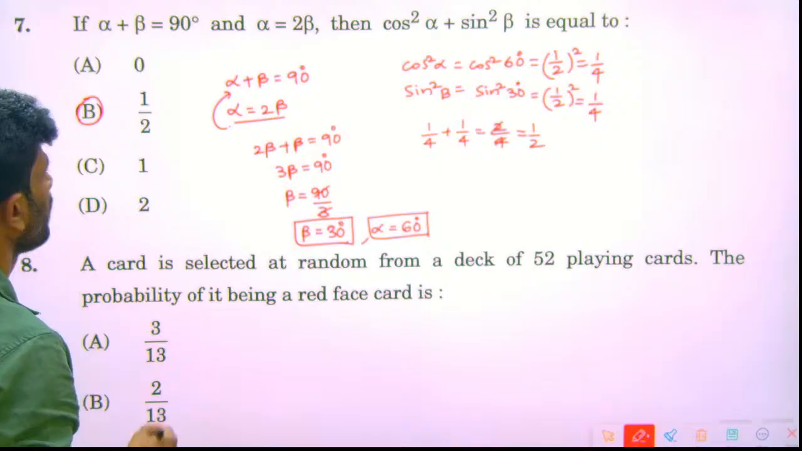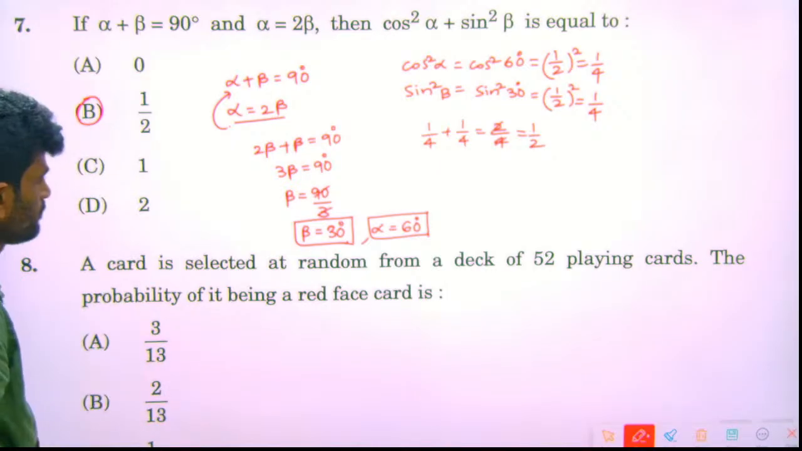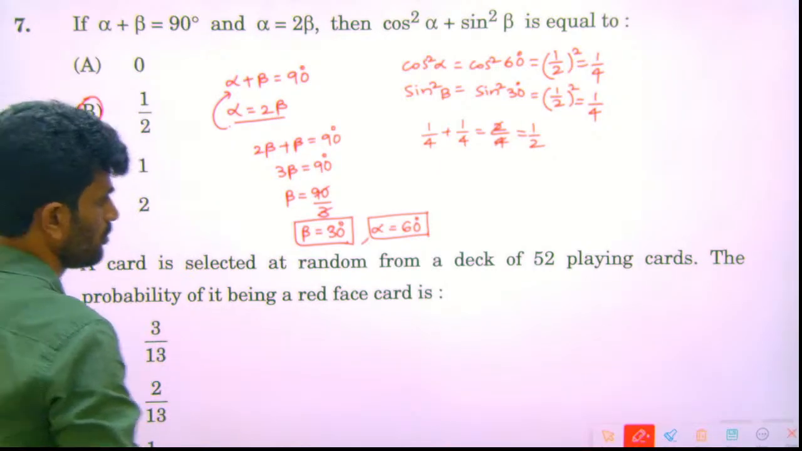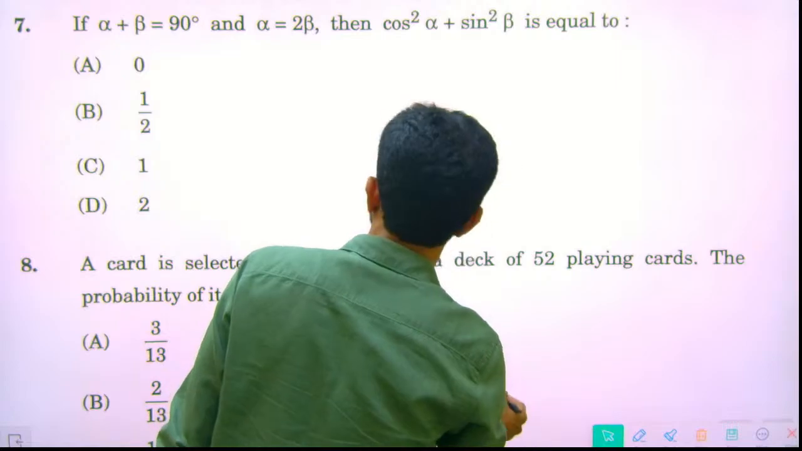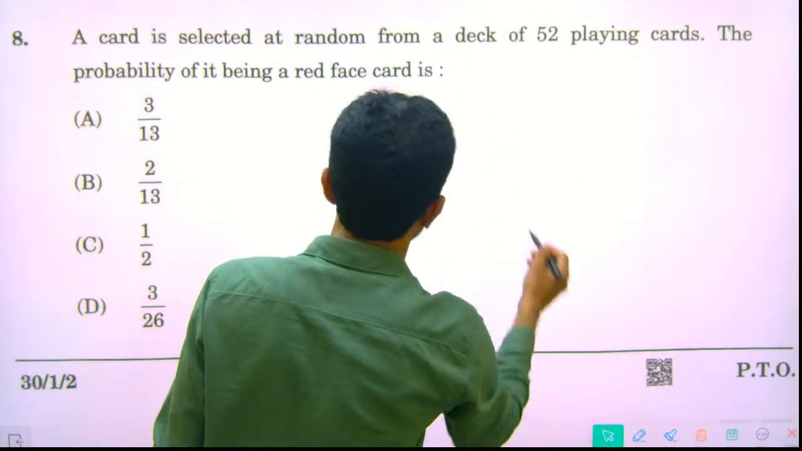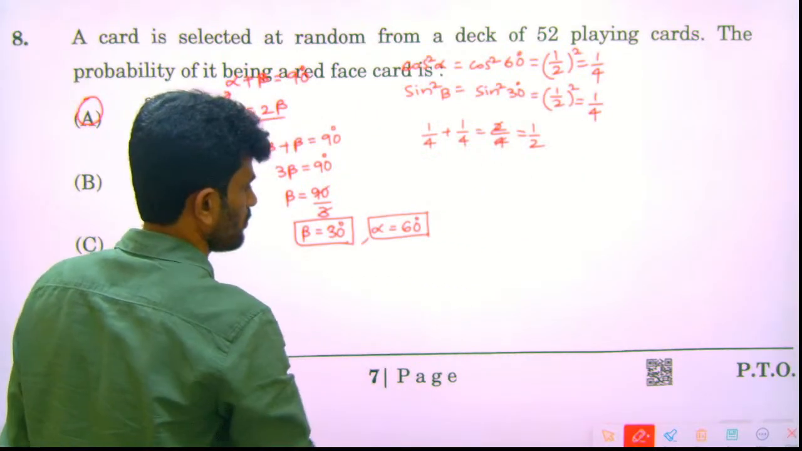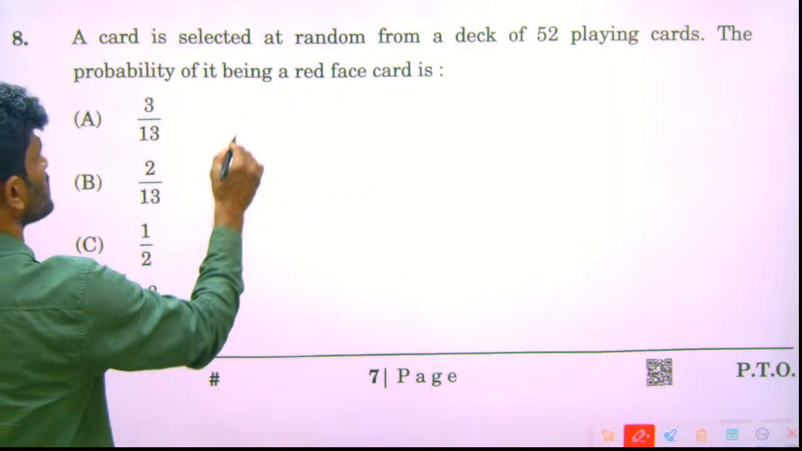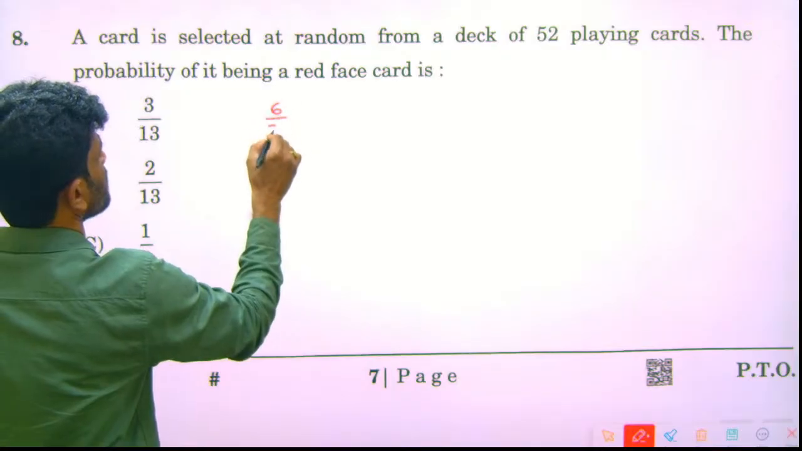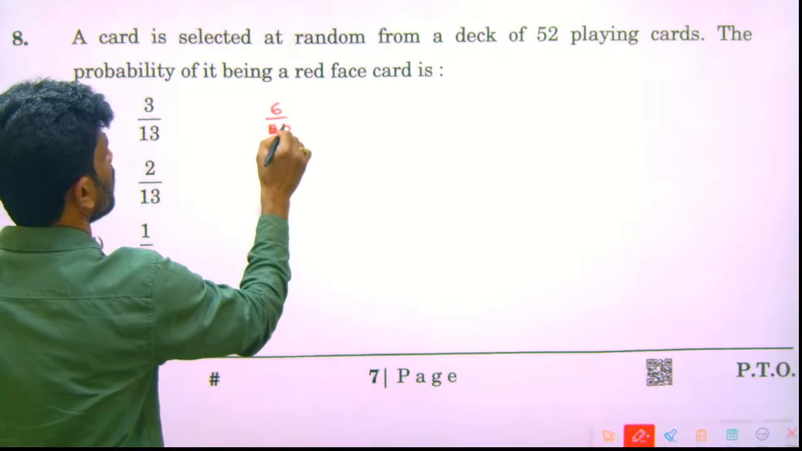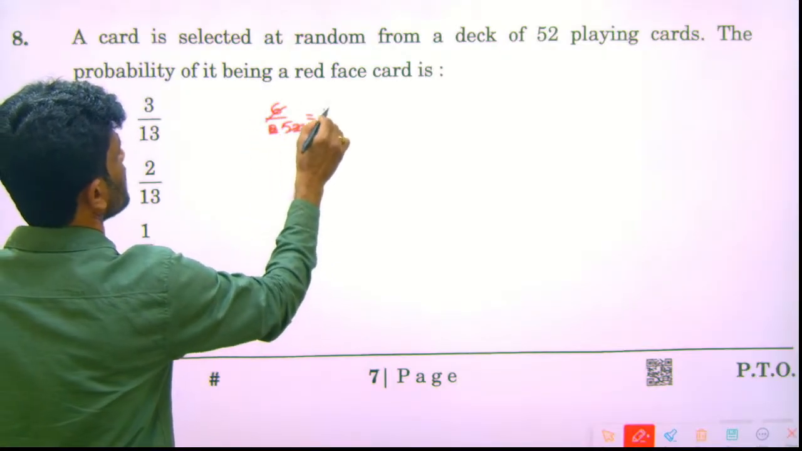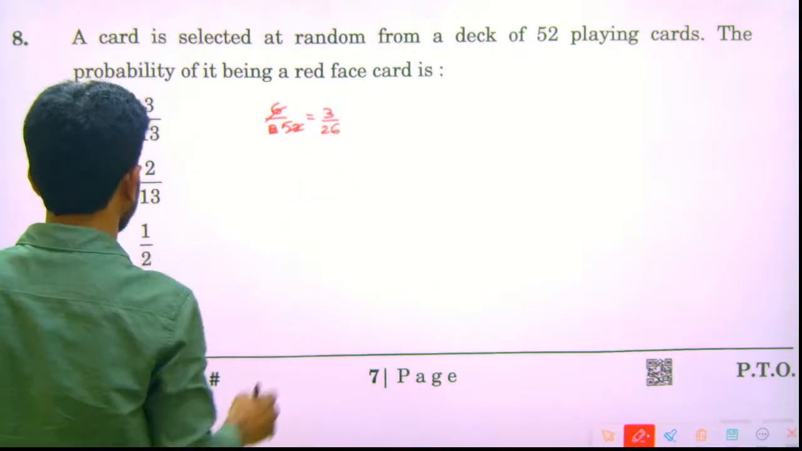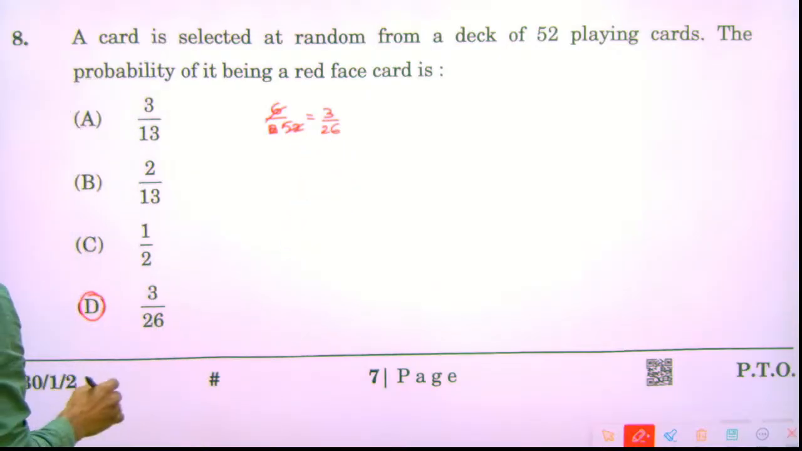Yes, now that is 1 by 2, option B. Now coming to the 8th question, question number 8. What is given in question number 8? A card is selected at random. Red face card. We discussed just now, it is 6 by 52. After cancellation, it is 3 by 26. Option D is correct. Question number 8.